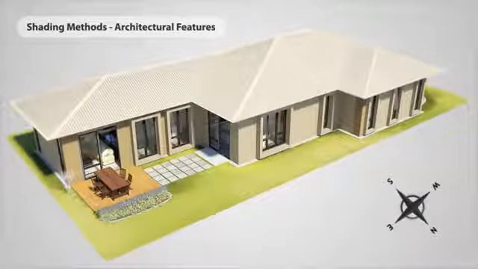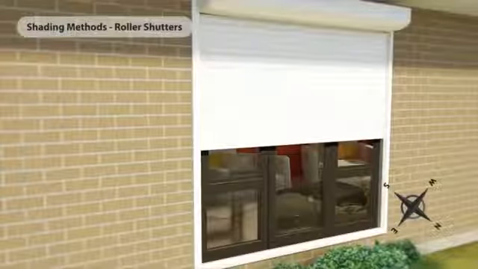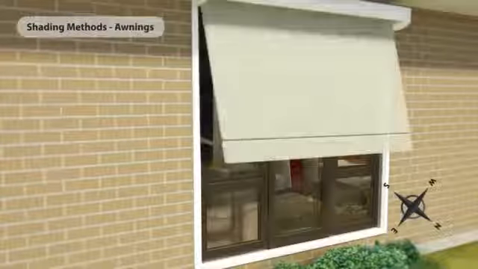Vertical and horizontal architectural features act as shading devices to keep out the summer sun. You can also use roller shutters or external awnings.